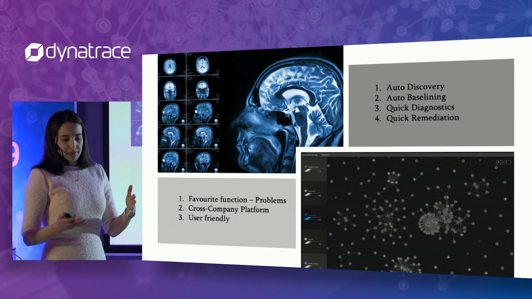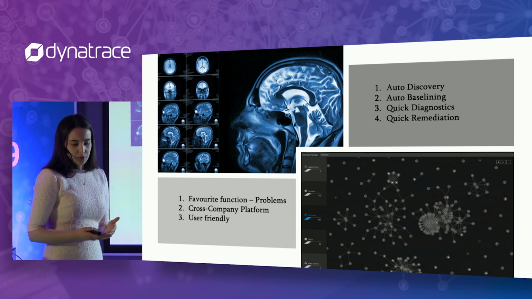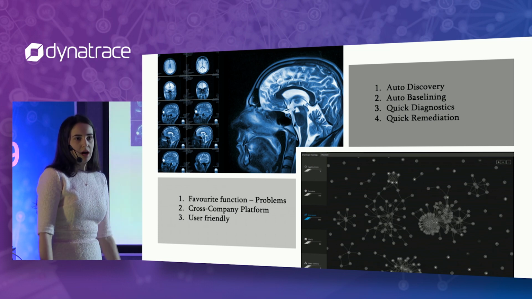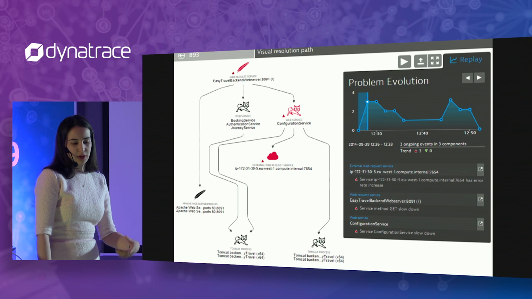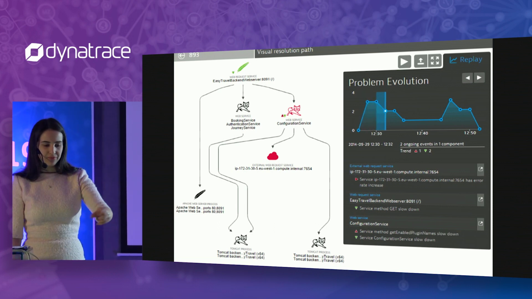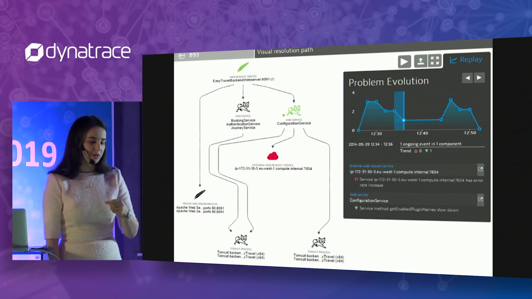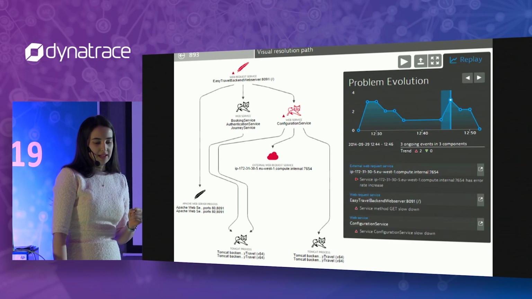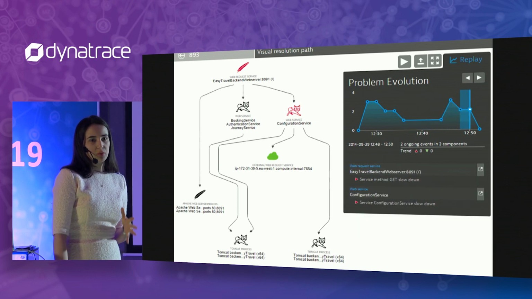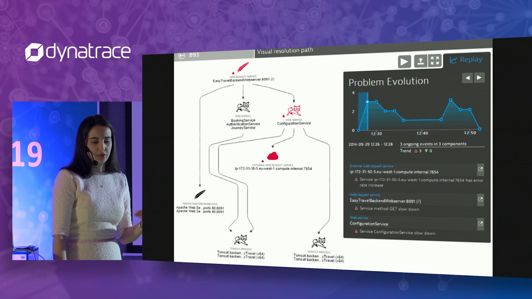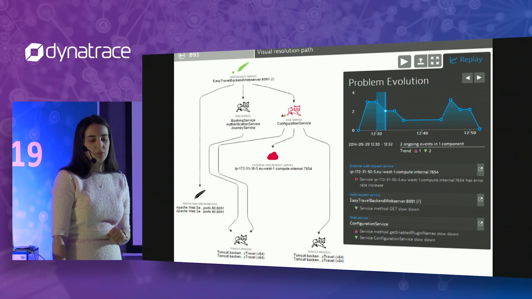So they installed Dynatrace OneAgent. They discovered how the applications were working, and right now their favorite image is the visual resolution path, which gives them a very high-level picture of what is going on, and they are able to resolve problems within minutes or, at most, within hours.